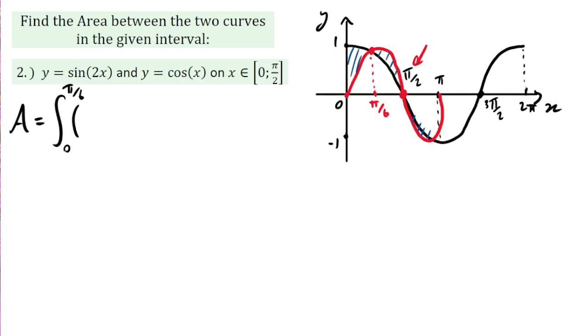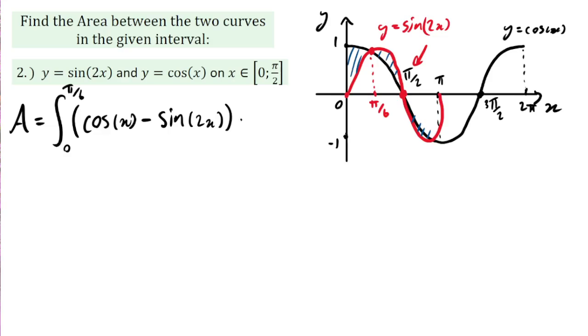So therefore, we can say that the black one is cosine of x, right? So you should actually rather do something like this. You should actually label it: y equals cosine x. And then here, this is going to be y equals sine of 2x. Okay, so now you can clearly see that because cosine x is higher than sine 2x, we're going to write it first. So it's cosine of x minus sine of 2x.